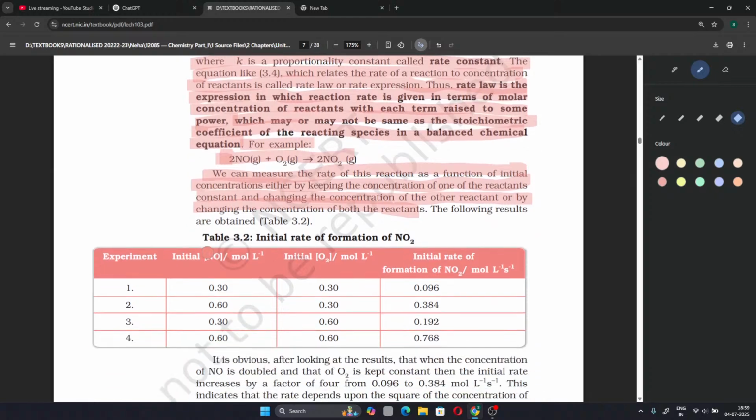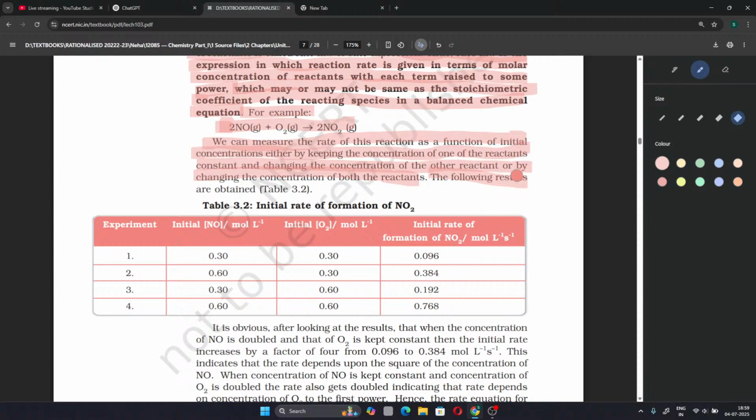Let's see more. By tweaking the concentrations, we get the following results. When the initial concentration of nitrogen monoxide is 0.3 molar and the initial concentration of oxygen is 0.3 molar as well, the initial rate is 0.096. Now we keep the oxygen concentration constant and change NO, and the rate of reaction increases to 0.384. It is increased because the concentration of the nitrogen monoxide is increased. Okay, let's see the third scenario.